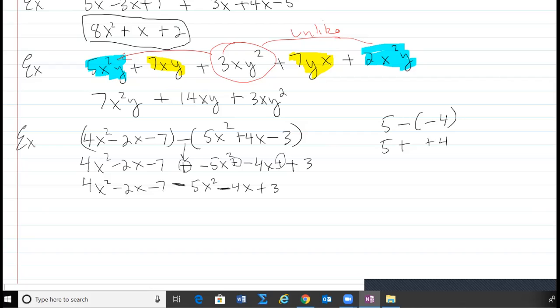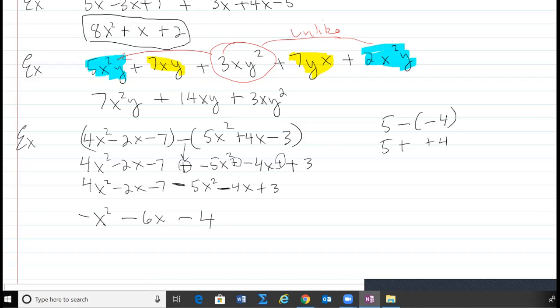Okay, now we're ready to combine like terms. So I have a 4x squared and a negative 5x squared. That makes negative 1x squared. And I don't write the 1. Don't write it, just make it negative. It's understood it's a 1. Then, let's see, I have a negative 2x and negative 4x. Let's make negative 6x. And I have minus 7 plus 3 is minus 4. And that's finished. Okay, and if you double check your work, I'm going in kind of a hurry here.